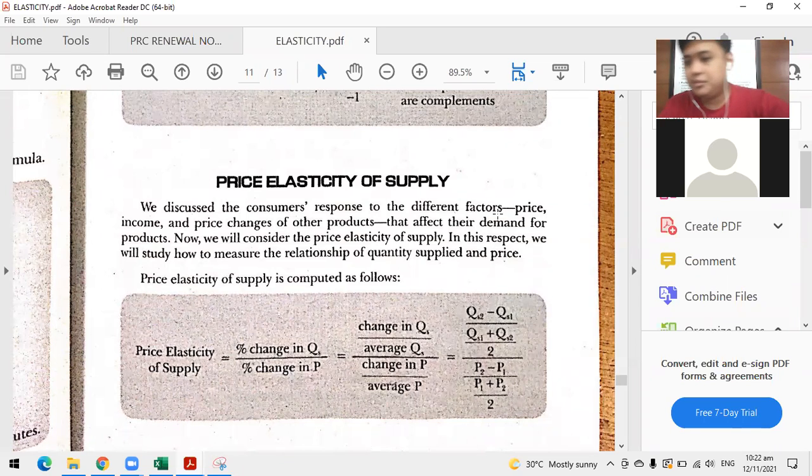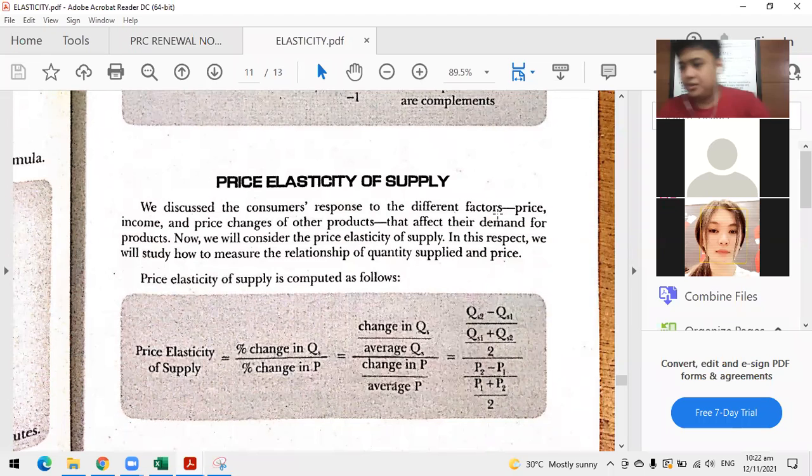Okay. So, always remember yung theory natin about supply. If the price increases, ano mangyayari dun sa quantity supplied natin? Mataas din dapat. So check natin. So we discussed the consumer response to the different factors such as price, income, and the price of other products. That is cross elasticity, di ba? Okay, so we will now consider the price elasticity of supply. In this respect, we will study how to measure the relationship of quantity supplied and the price.